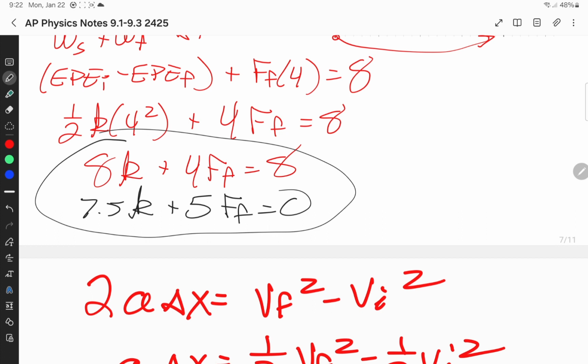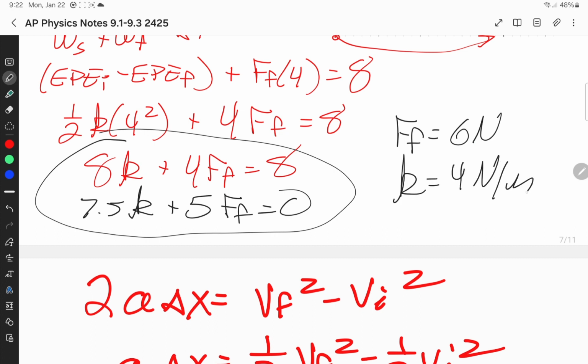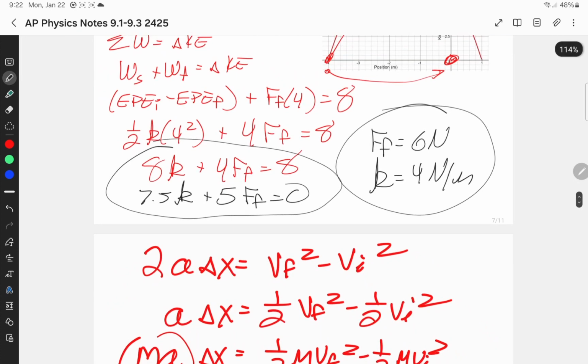So I'm not going to go through the algebra on this. You all hopefully by now know how to solve a system of equations. There's a couple of different ways of doing this one. But if you solve it, you end up getting that the force of friction is 6 newtons to the left, and your spring constant is 4 newtons per meter. All right. Oof. So there's a lot going on here.